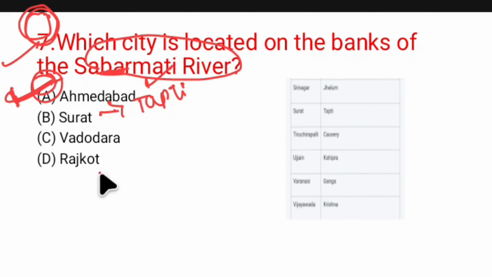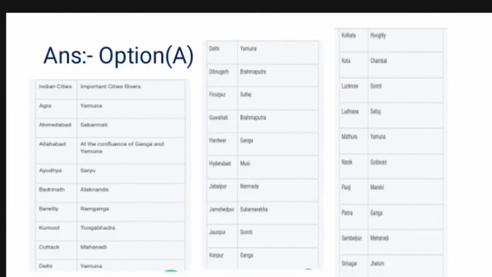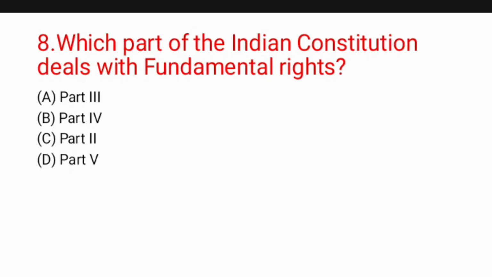And if you see Rajkot, this was Aji River. On the banks of Aji River, Rajkot is located. So on the banks of Sabarmati River, Ahmedabad city is located. Therefore, option A would be correct option for question number 7.